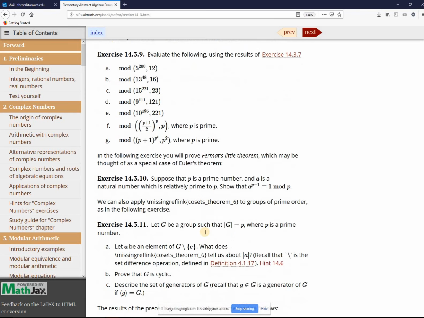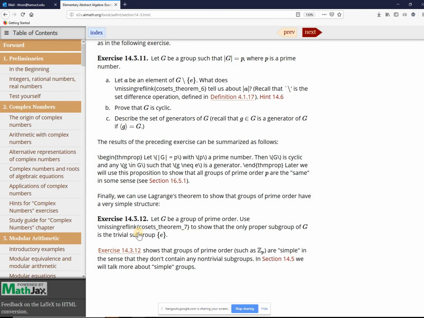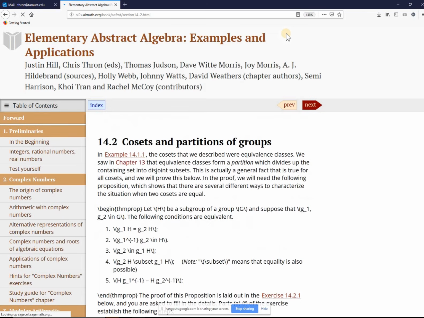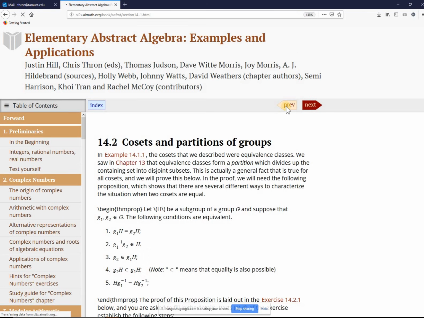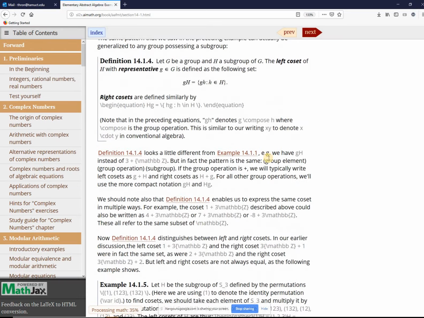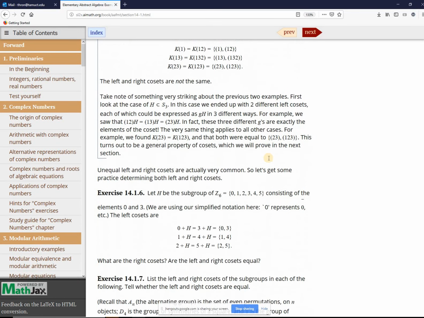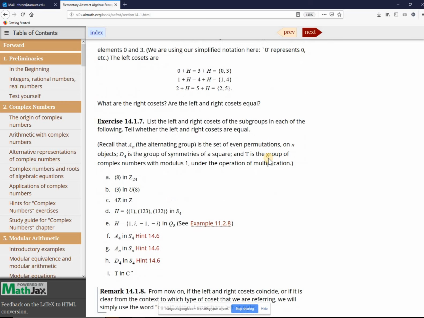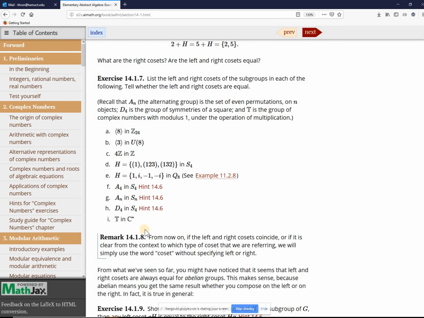All right, so where are we at? 14 what? 1417I. 1417I. Okay, all right, let's see.